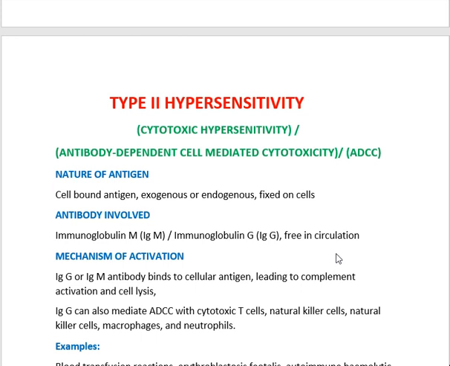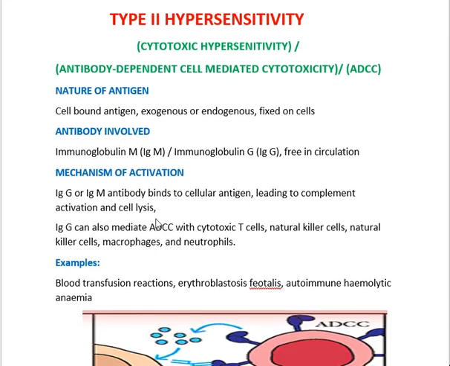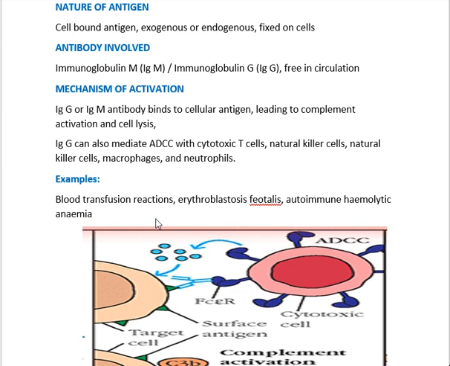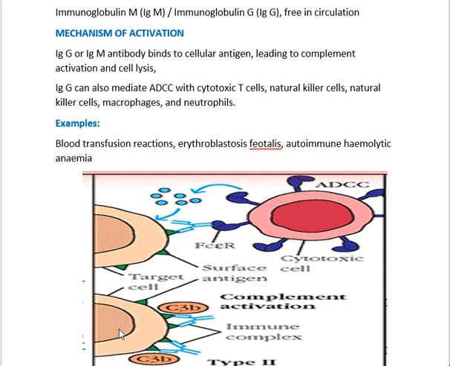Then coming to the mechanism of activation, let's see how this hypersensitivity gets activated. This type of hypersensitivity is initiated by cell surface bound antigens. So here you can see the cell surface bound antigens, and it is mediated mainly by IgG antibodies, sometimes IgM also. The antibodies obviously bind to the antigens which are present on the cell surface, isn't it?